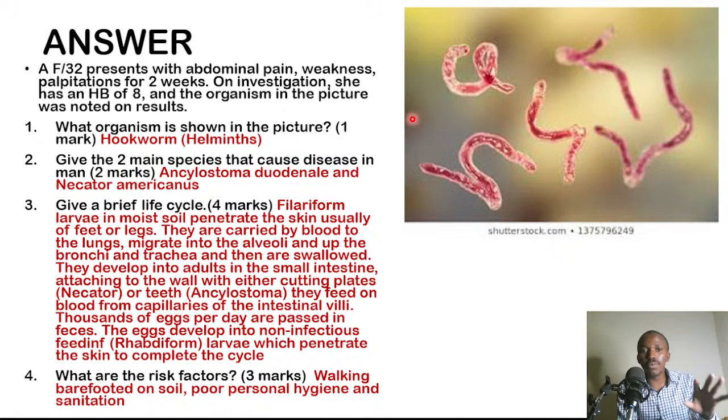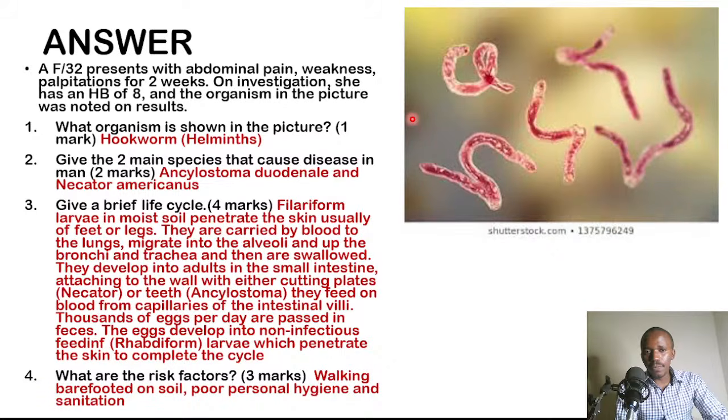They will attach to the walls of the intestines. Remember that Necator americanus has these cutting plates, while Ancylostoma duodenale has teeth. Then, of course, they start feeding on your blood vessels, your capillaries, and they lay eggs, 1,000 of them a day, which are passed in stool. Then the eggs develop into a non-infectious form, which is known as rhabditiform larvae. Then, of course, these larvae develop into filariform larvae that penetrate the skin to complete the cycle.